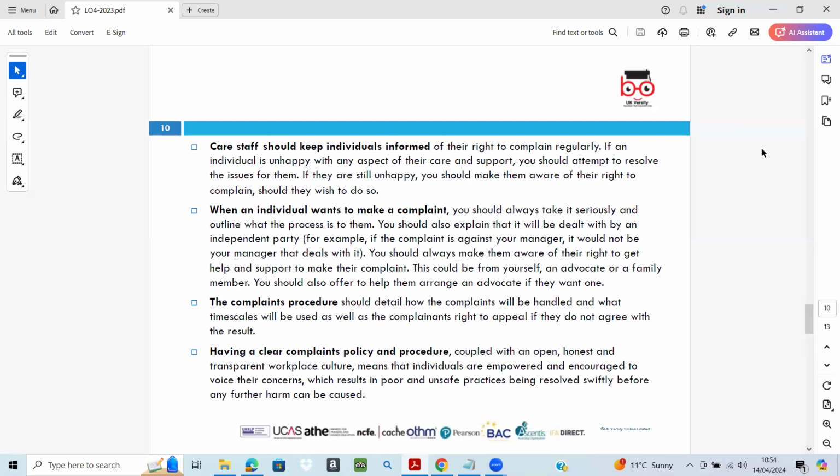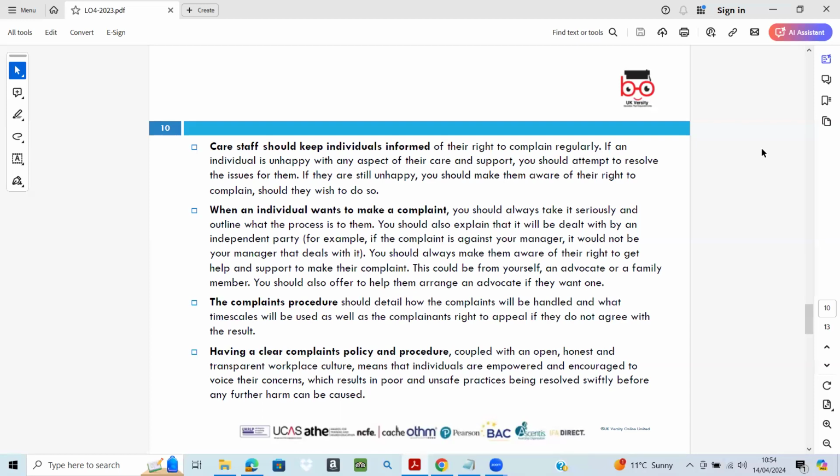Ensuring that the complaint will be handled by an independent person or party is crucial to maintain trust in the process. It is also important to support the individual throughout the process.